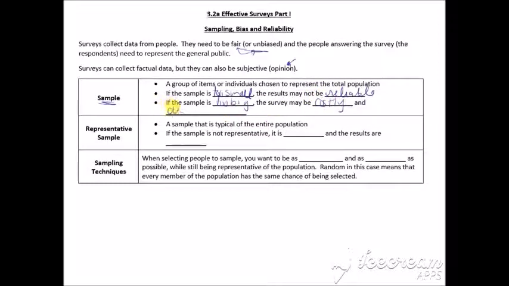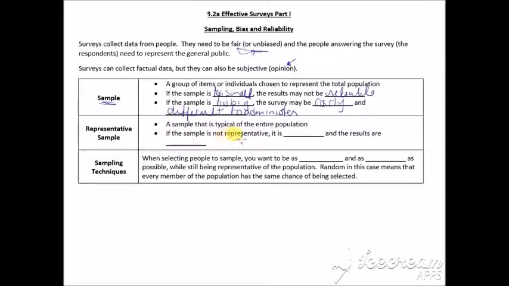Okay, so difficult to administer. So if you think about, oh, I want to survey every single person in Canada. Well, it's going to cost a lot of time. It's going to cost a lot of money. And then also it's very difficult. Right? So representative sample, a sample that is typical of an entire population.